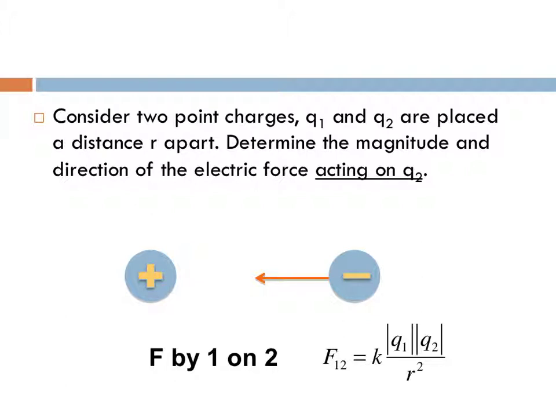If we were to look at the force acting on Q1, which would be in this direction, it would have the exact same magnitude, but it would be labeled as the force created by 2 acting on my object 1, or charge 1.